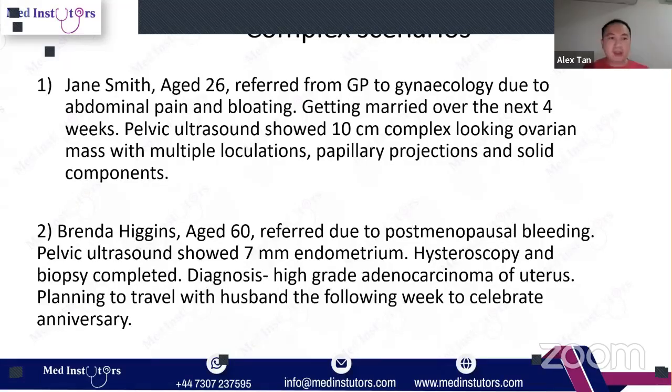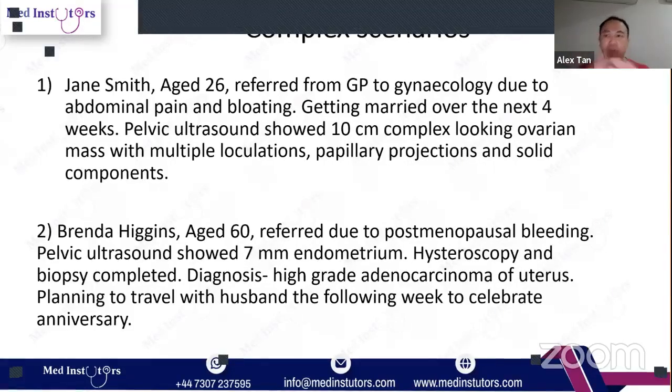Okay. Do you read the first scenario? Read it for me, please. Jane Smith, 26, referred from GP to gynecology due to abdominal pain and bloating. Getting married over the next 4 weeks. Pelvic ultrasound showed a 10 centimeter complex looking ovarian mass with multiple loculations, capillary projections, and solid components. Now, assuming that you have introduced yourself, checked that I'm Jane Smith, my birthday and age, and asked some history about me, you know enough. Okay, counsel me.